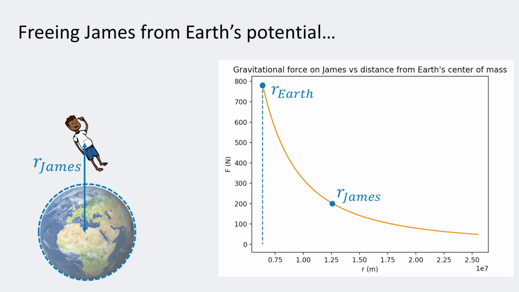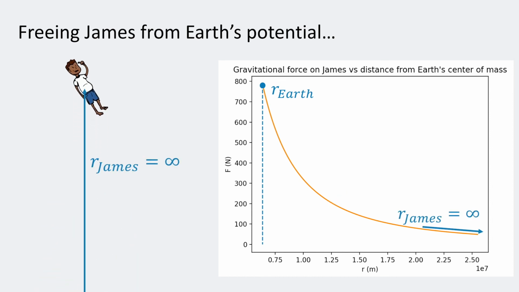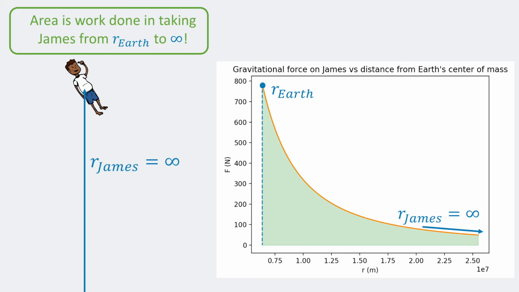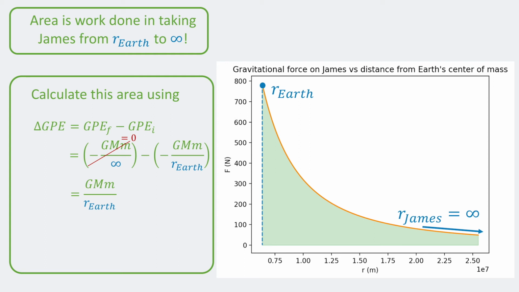After considering James's change in gravitational potential energy in taking him from the surface of Earth up to some higher radius, r James, we then considered what happens when we take him from the surface to a distance of infinity. We tackled this question by considering the area under the F-d graph. And we calculated this area using the change in GPE is equal to the final minus the initial. The final in this case is 0 because we're dividing by infinity, so we end up with an expression GMm over r Earth, and this is the work required to free James from Earth's potential.